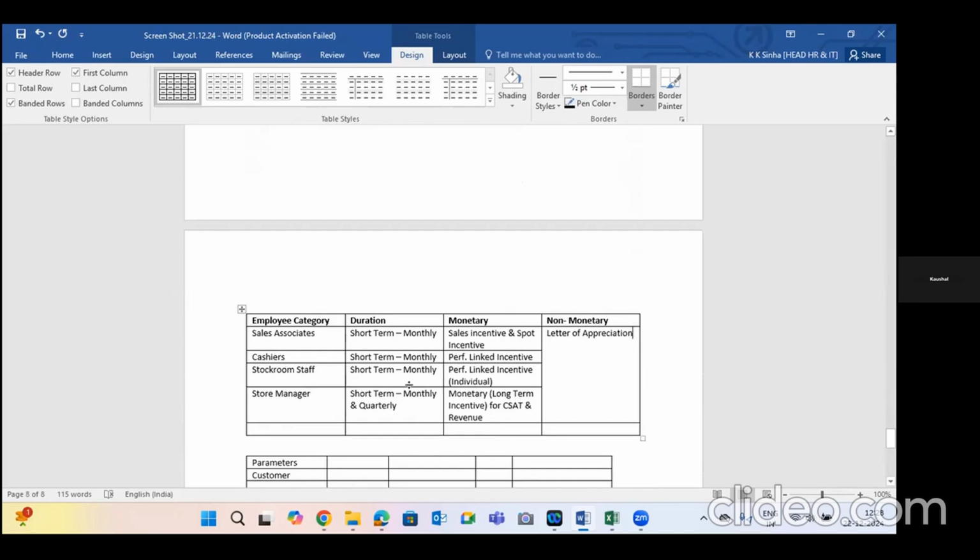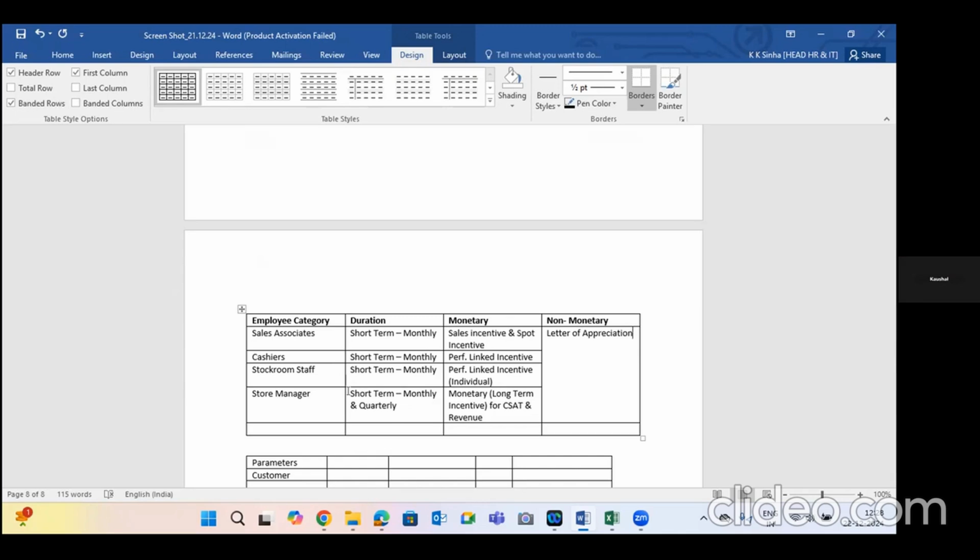So here, what we did here. Sales associates. Some short-term monthly incentive, sales incentive, and some spot incentives also. To increase the sales, are you saying that you will keep a monthly target or a daily target? So typically, retail stores have daily targets.